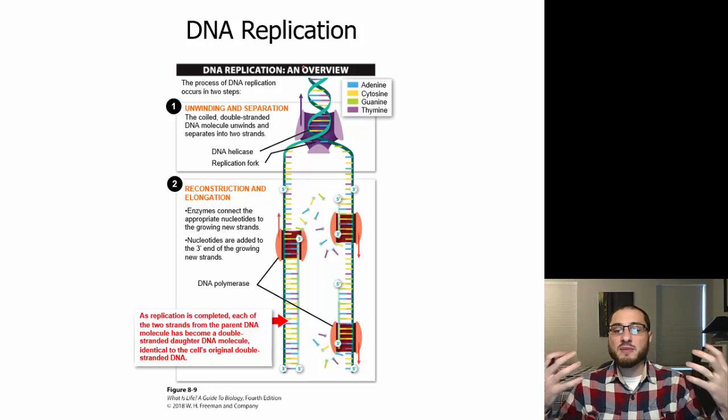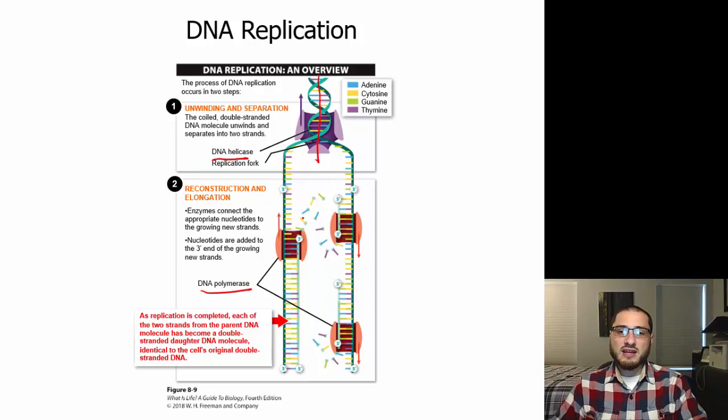But we want both to have the full amount of DNA so that they can be normal cells. So you're going to have this unwinding and separation, which occurs thanks to DNA helicase. DNA helicase is able to split the DNA, this ladder, in half. And what happens then is that you are going to use DNA polymerase to build the new one, to take these nitrogenous bases, or these nucleotides, and add them to this template strand. So enzymes connect the appropriate nucleotides to the growing new strand, and the nucleotides are added to the 3' end of the growing new strands.